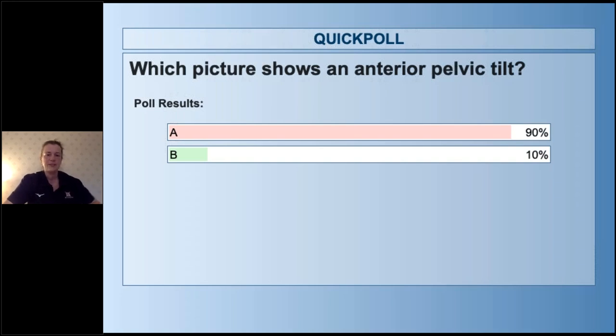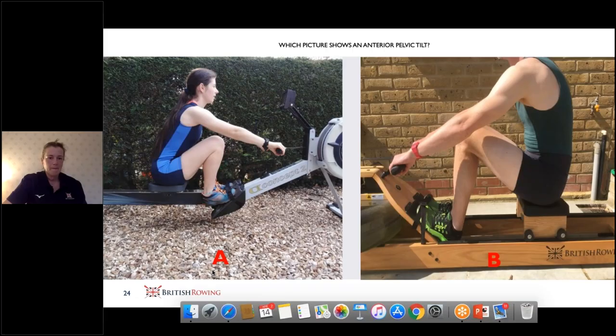Fantastic. Okay, so 90%, overwhelming result there, I'd say, on the 90%. The 10% that are on B, completely understand why you said that, because it is a tricky thing to observe sometimes. James, can you just drag that off the screen? Yeah. Brilliant, thank you.